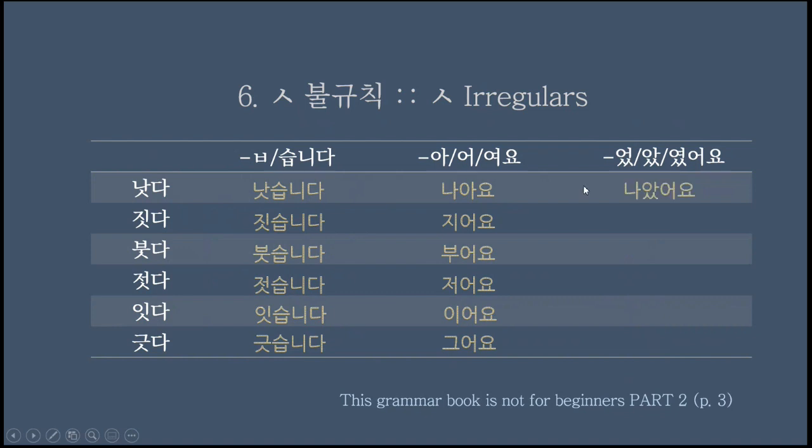Let's practice one more time with this past tense. 나요 becomes 나았어요. 지어요, 지었어요. Your turn. 부어요, 저어요, 이어요, 그어요, 그었어요. Very good, everyone.